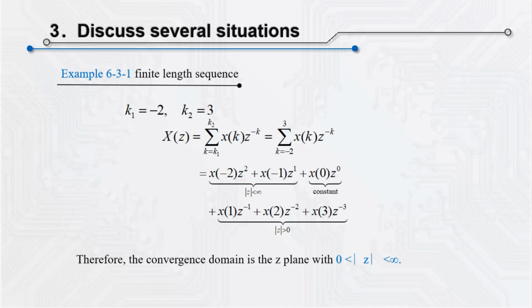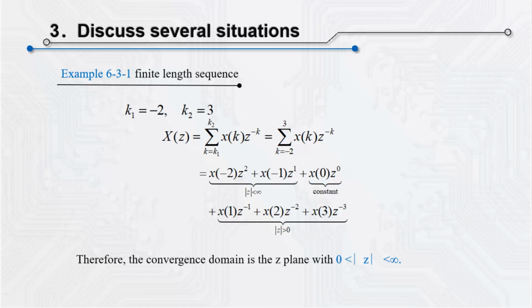Let's analyze the first situation, the convergence domain of a finite length sequence. We give a sequence x(k), defined for k in the range from -2 to 3. We find the Z transform of this sequence.